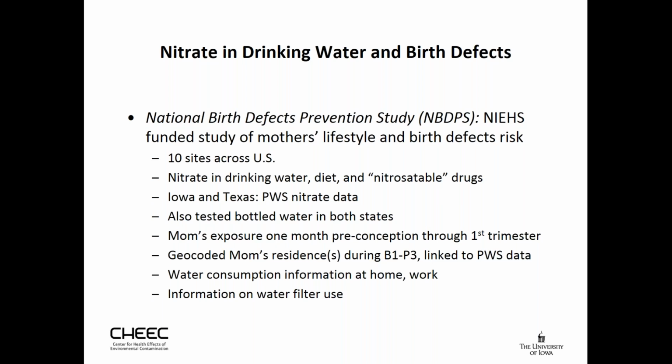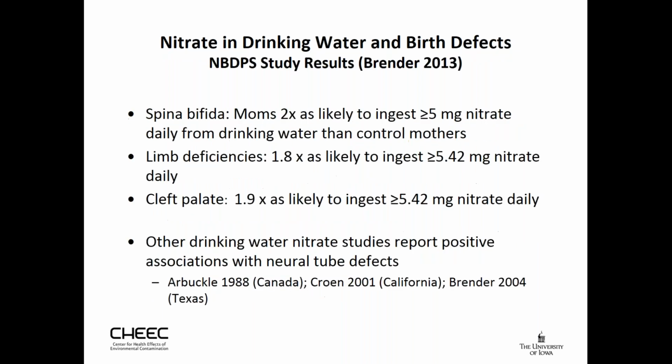Now, as I said with the cancer research, the exposure goes back decades. For birth defects, we're interested in a very tight time frame for exposure. With this study, we were interested in 1 month preconception through the first trimester for nitrate in the drinking water. So we're calling that the B1, P3 period, 1 month before conception through the first 3 months of pregnancy. And we linked the mom's residence during that time frame to the public water supply data that we had. We also had water consumption data for this. We had information on water filter use in the home.